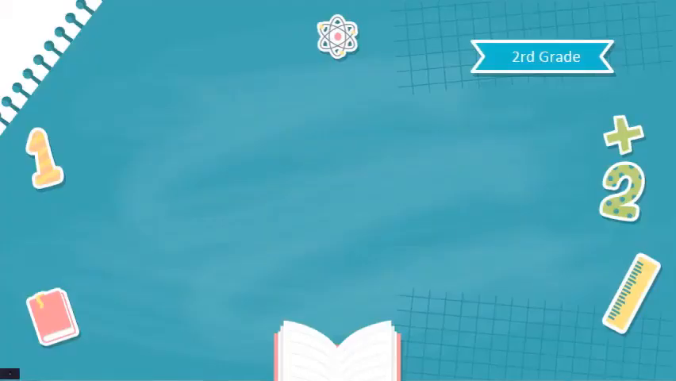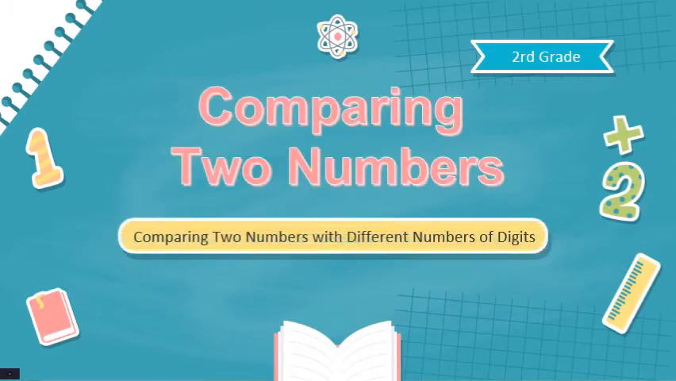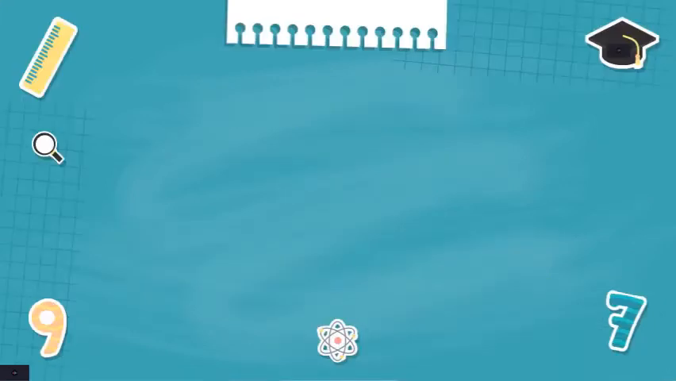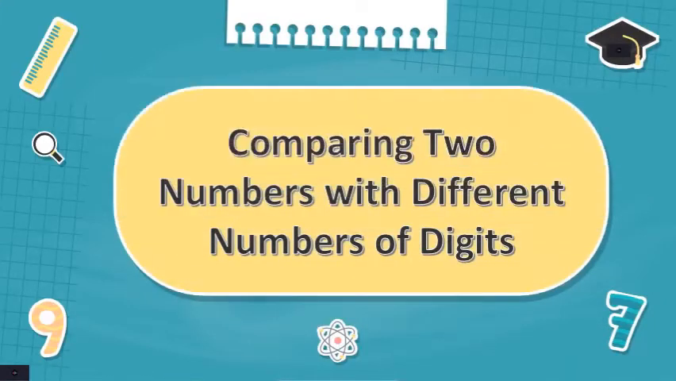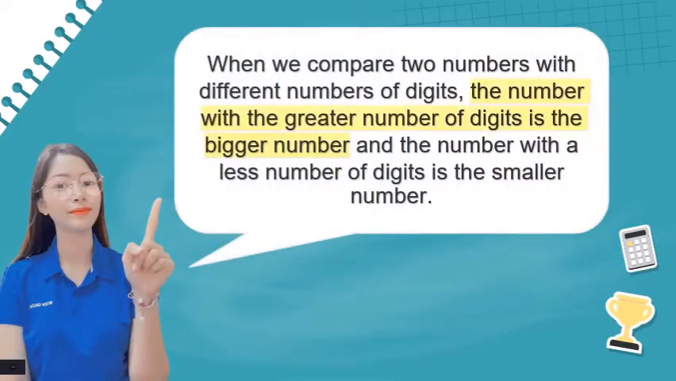Our lesson for today is about comparing two numbers with different numbers of digits and the same numbers of digits. First, let's talk about comparing two numbers with different numbers of digits. When we compare two numbers with different numbers of digits, the number with the greater number of digits is the bigger number. And the number with the fewer digits is the smaller number.